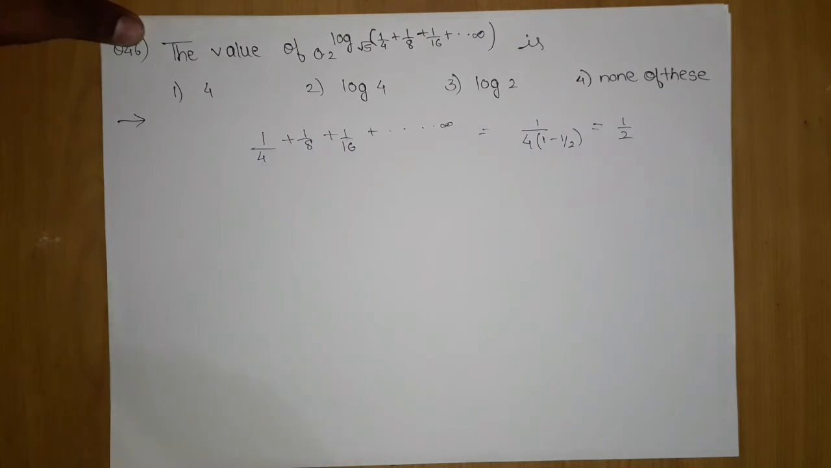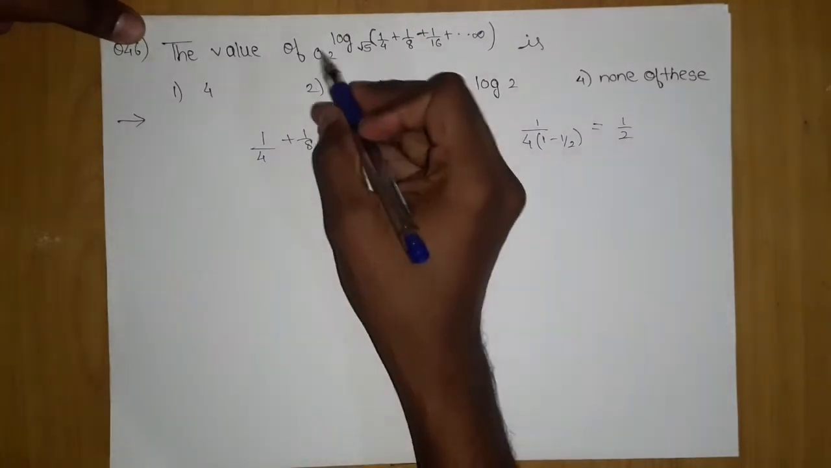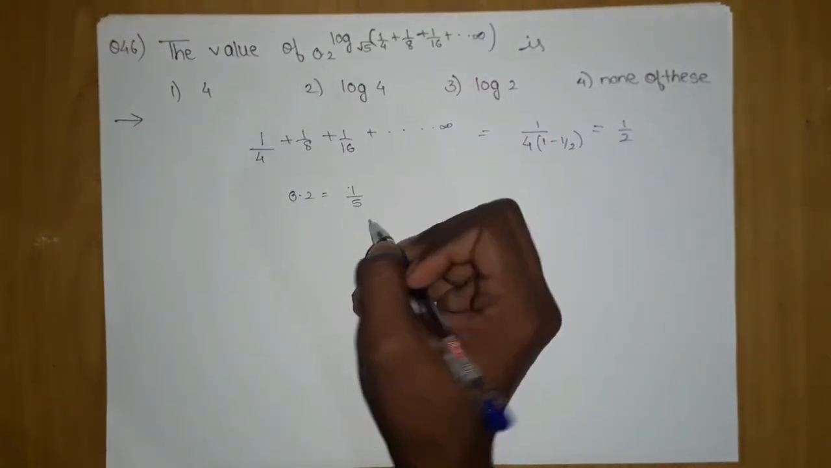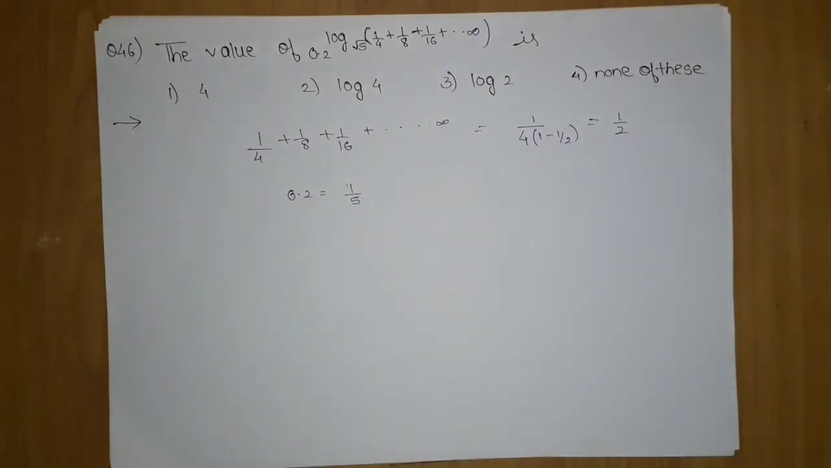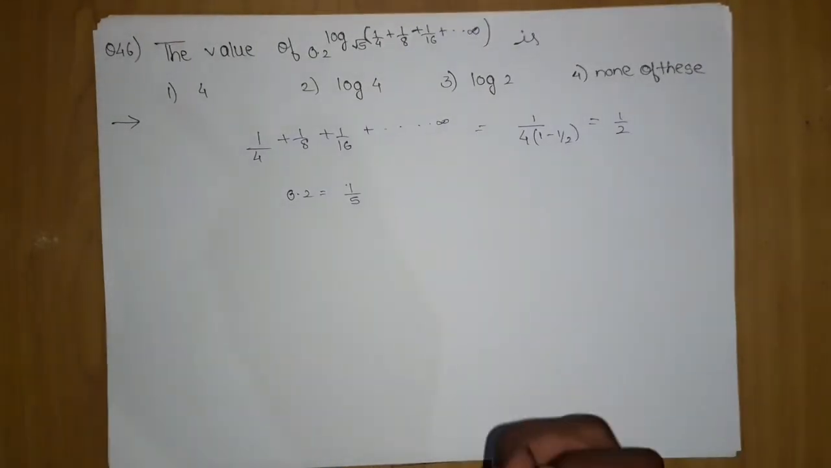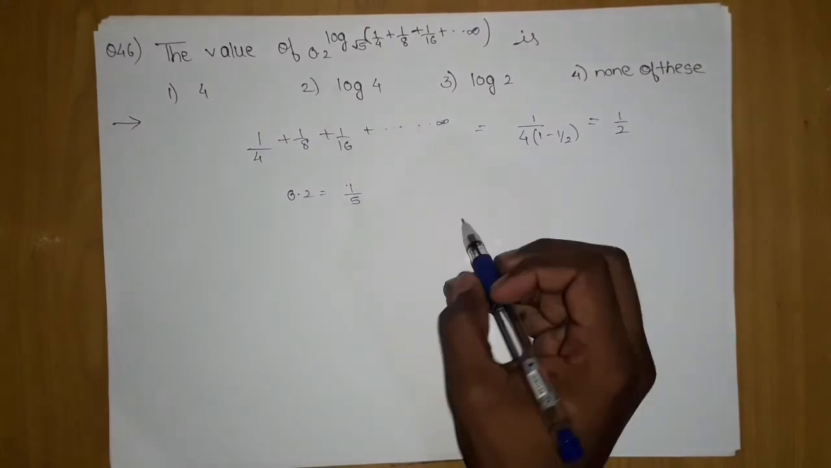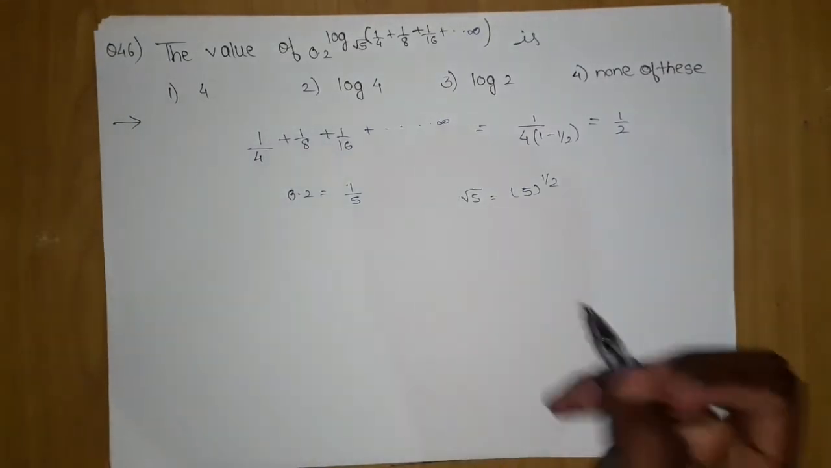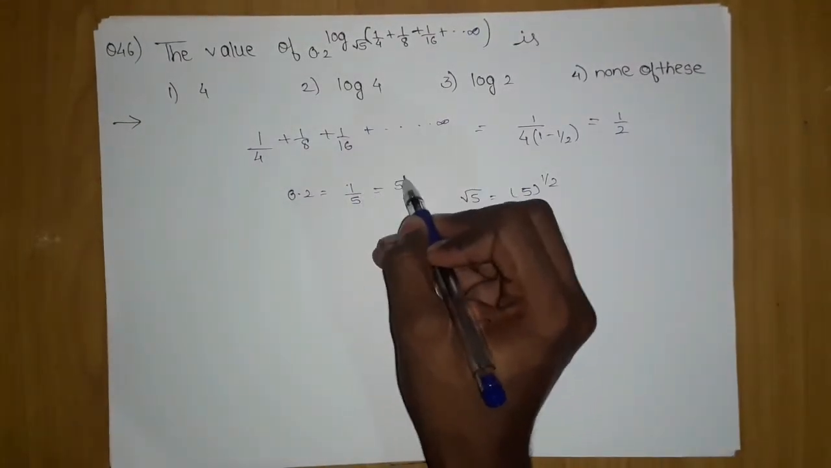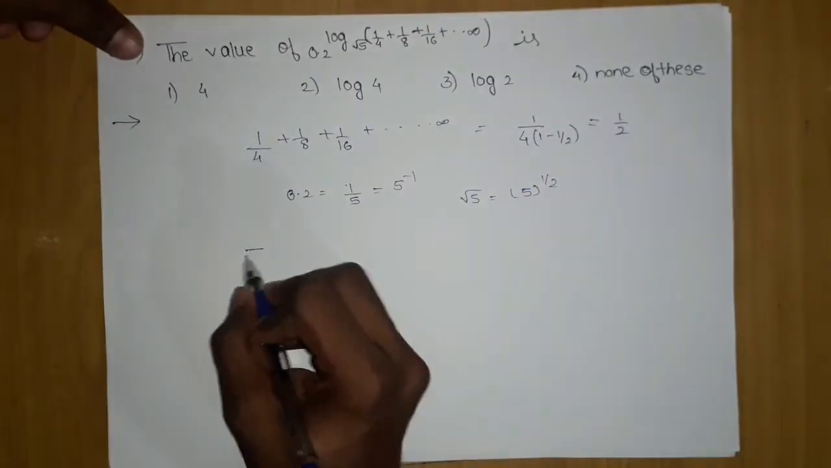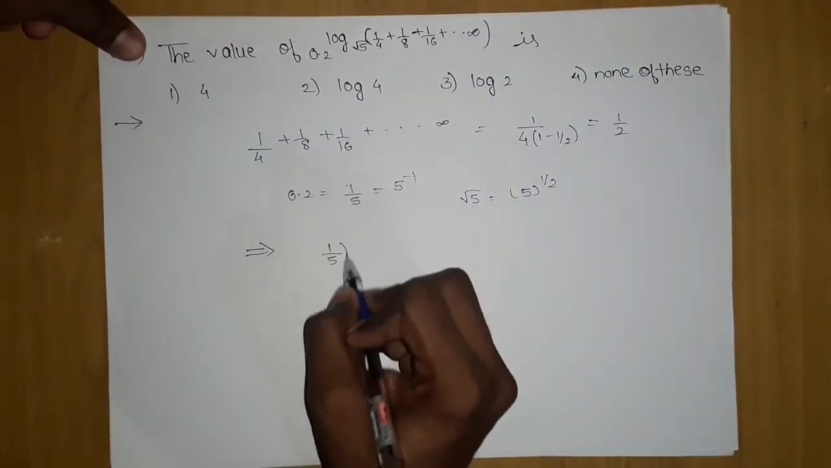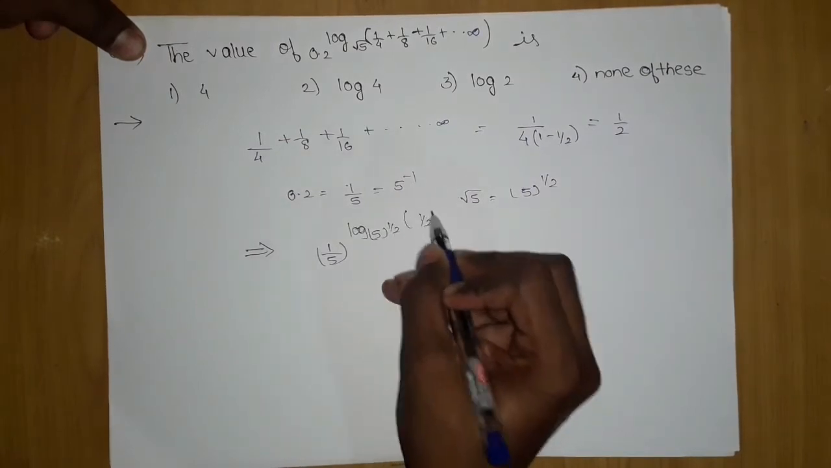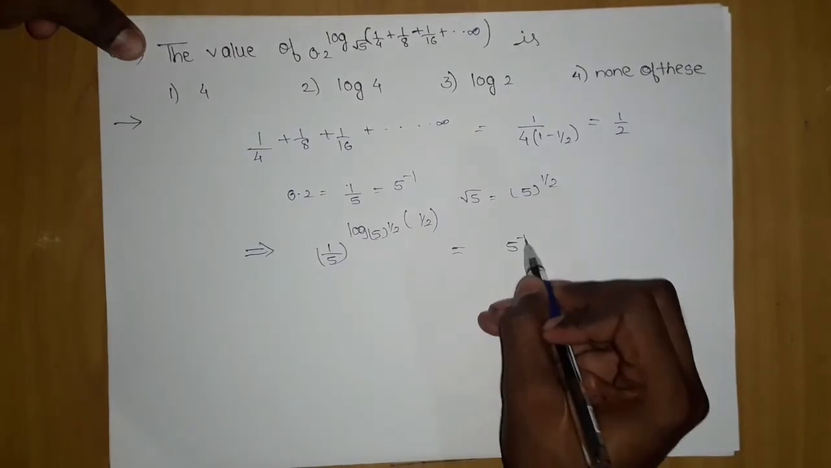Okay, after this what I can do is that this 0.2 can be written as 1 by 5, and this base under root 5, I can write as 5 to the power 1 by 2. And 1 by 5 I can write as 5 to the power minus 1. So see what manipulation I'm doing. Algebra is all about manipulation. So it is log base 5 power 1 by 2 of 1 by 2, and this will be 5 power minus 1.